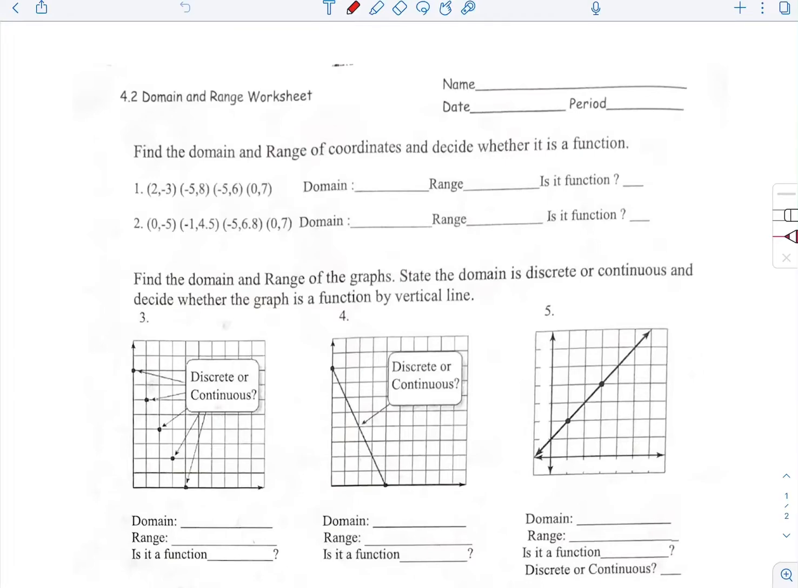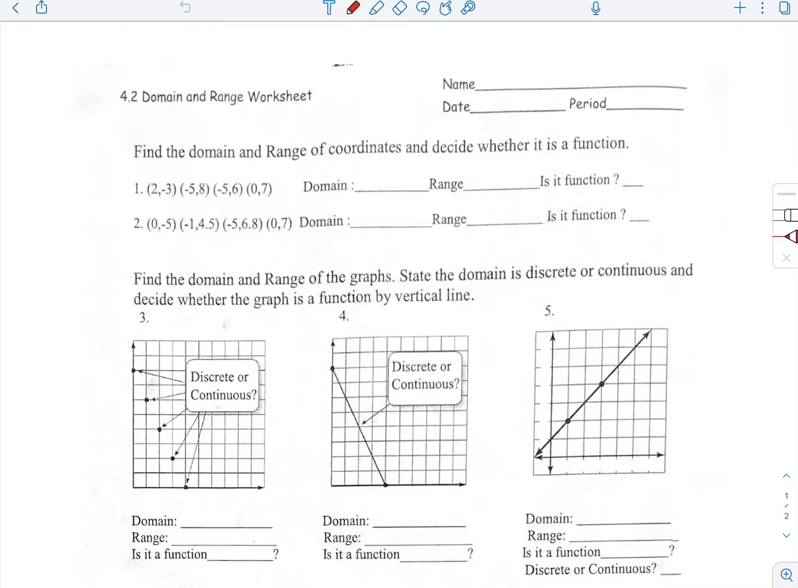All right, today we're going to keep talking about the domain and range of discrete functions and continuous functions. So when we take a look right here at our first two examples, it says find the domain and range of the coordinates and decide whether it is a function. So this is kind of some review. Feel free to pause the video if you'd like to take a minute and decide the domain and range and then determine whether it's a function.